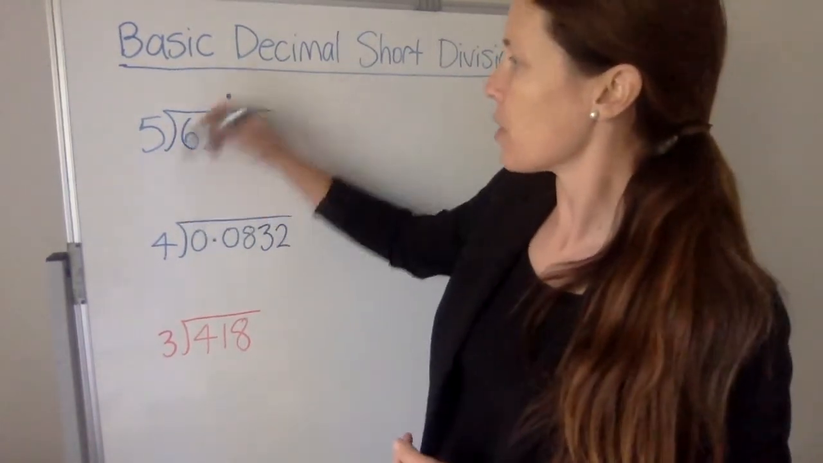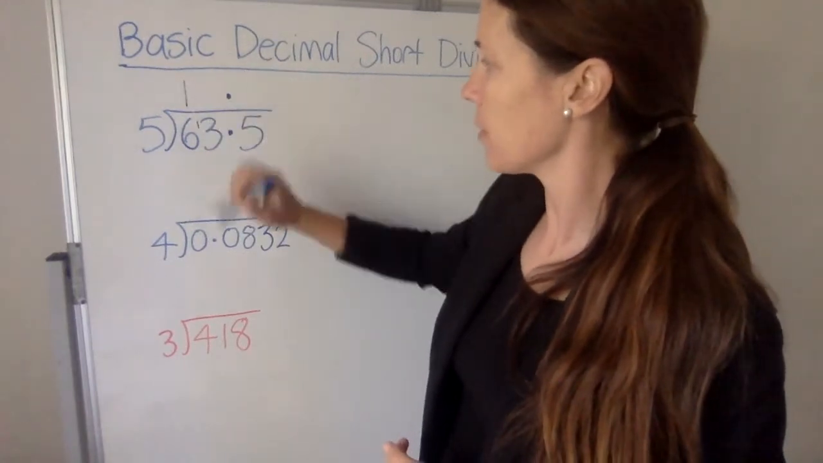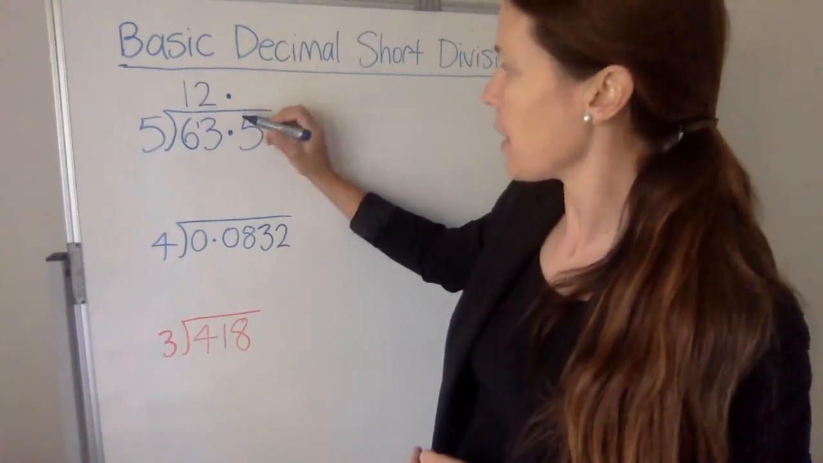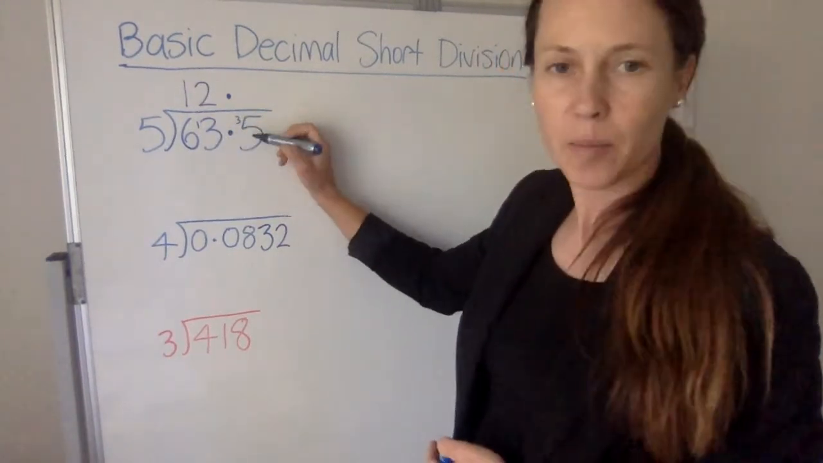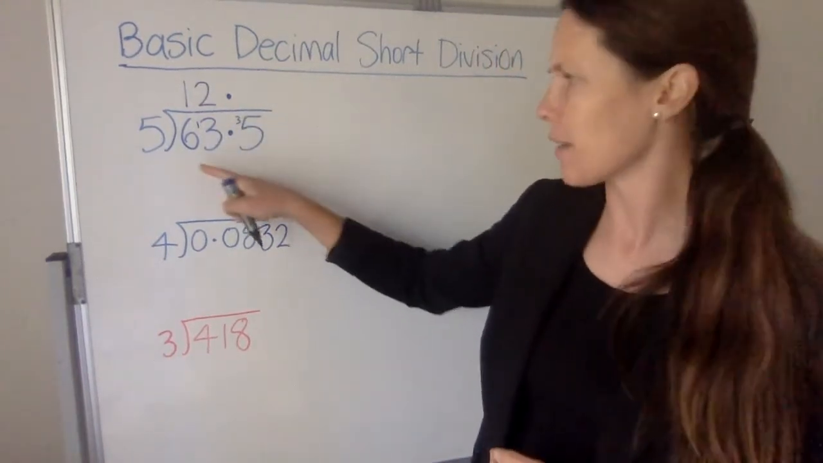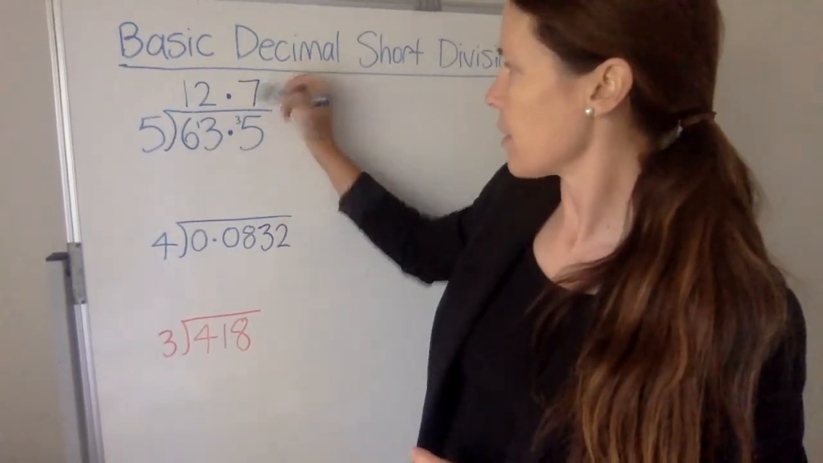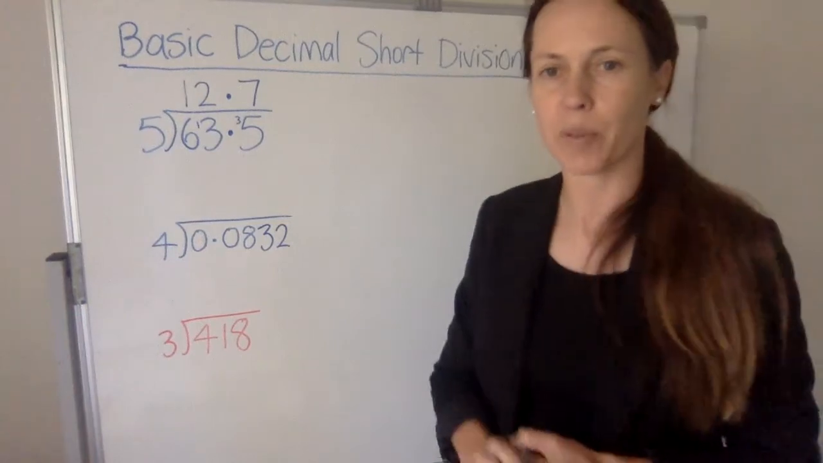6 divided by 5 is 1, remainder 1. 13 divided by 5 gives us 2, remainder 3. And we just act as though that decimal's not there and go straight across, pretending that it's 635. Now we have 35 divided by 5 is 7, and the answer gives us 12.7.